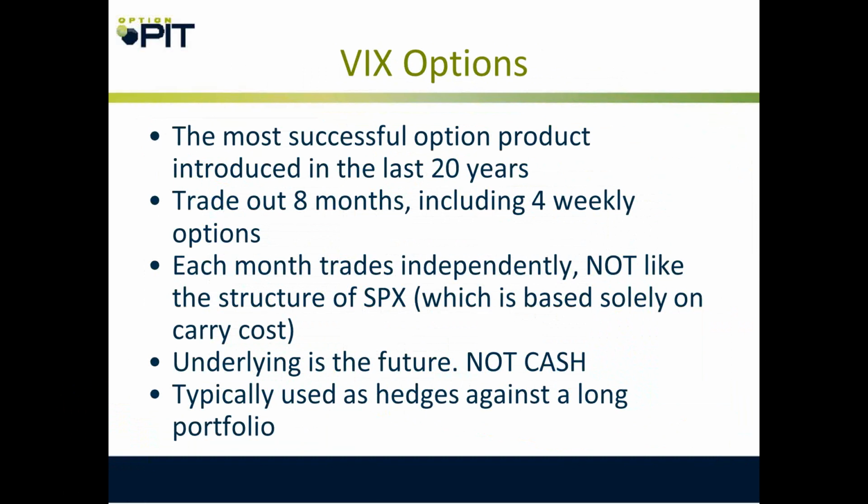All right, so let's talk about VIX options. They are the most successful option product traded in the last 20 years. They trade out 8 months plus the 4 weekly options. Now, the weekly options have a ton of volume. The futures do not, but the weekly options trade size. Again, each month trades independently, and this is important. The underlying for a VIX option is the VIX future, not the VIX cash index.